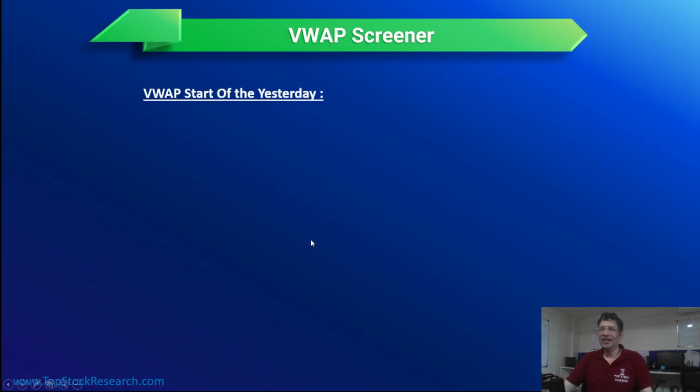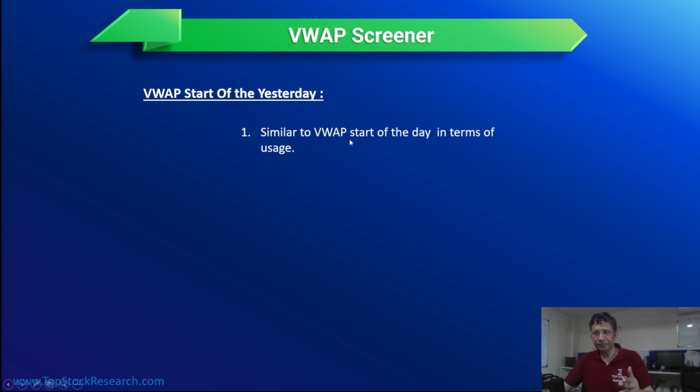Okay, so next is start of the day yesterday. So what we have seen is VWAP starts at 9:15 or at the start of the market hours or trading day of the same day. But if you want to use this level from start of previous day, then that option exists. It is very similar to VWAP, except that it starts from previous day rather than the current day, right?